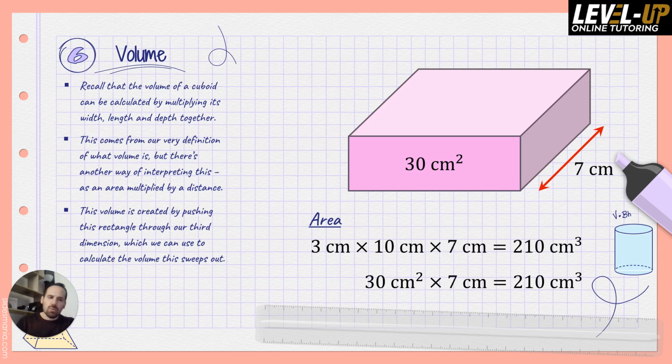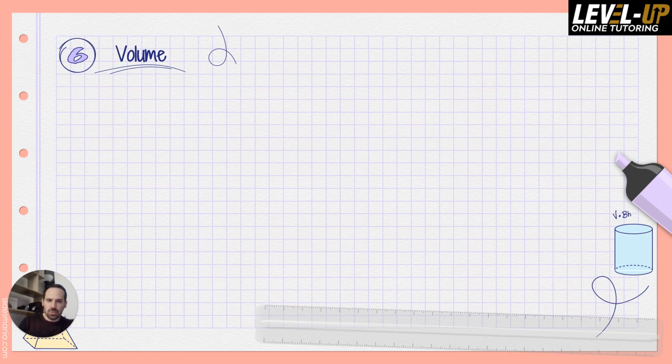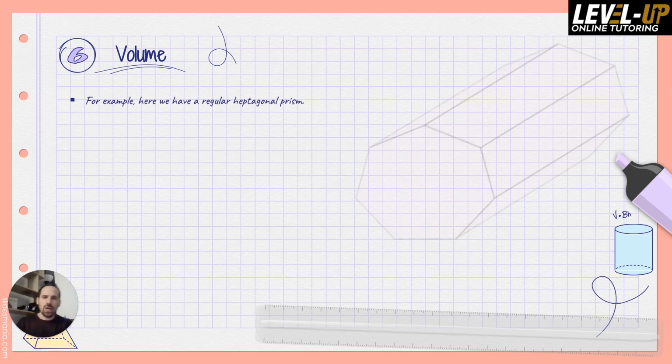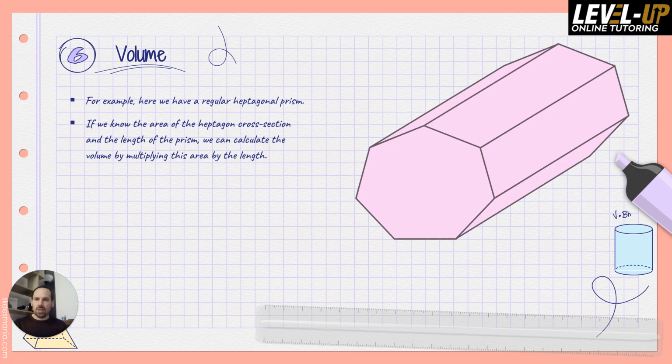But there's a reason why we're looking at it that way, because we can use this knowledge to calculate the volume of any prism. If it's some polygon, or not even necessarily a polygon, but some kind of two-dimensional shape pushed through into the third dimension, we can work out the volume in a similar way. So take something like a regular heptagonal prism. If we know the area of the heptagonal cross section, just that heptagonal face on the front, we can times it by the length that we're pushing it through.